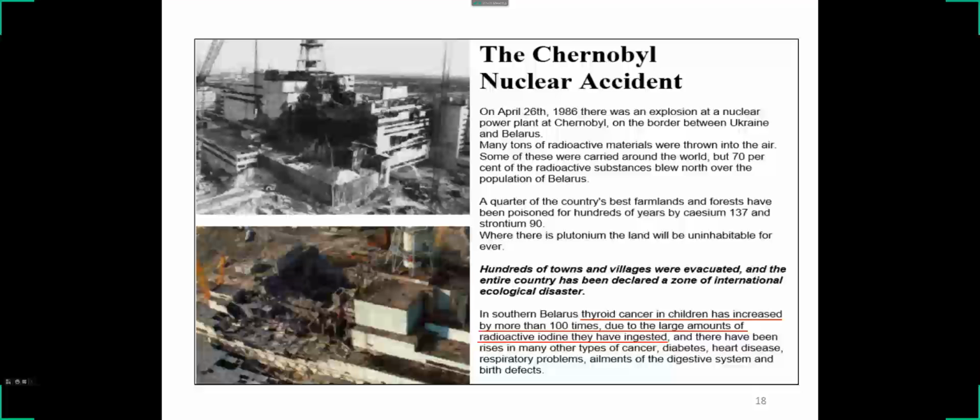First, let's just talk about the environmental impact. 70% of the radioactive substances blew north over the population of Belarus. A quarter of the country's best farmlands and forests were poisoned for tens of decades by both cesium and strontium, and plutonium became embedded within the earth. Belarus had to evacuate hundreds of towns and villages, and thyroid cancer in children increased by more than 100 times due to the large amounts of radioactive iodine that they had ingested.